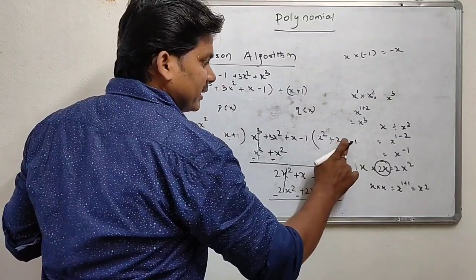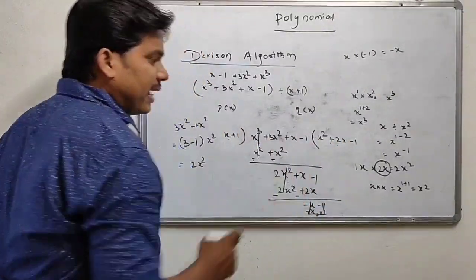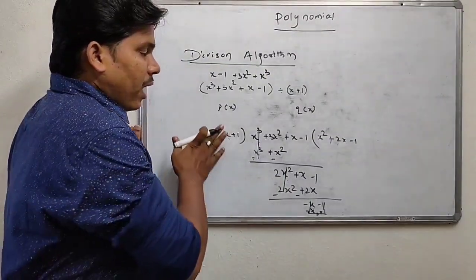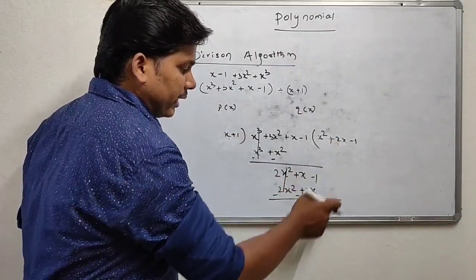Here the quotient is the x square plus 2x minus 1. The divisor is the x plus 1. And the dividend is the x cube plus 3x square plus x minus 1. Now we got all the values: what is the divisor, dividend, quotient and remainder.